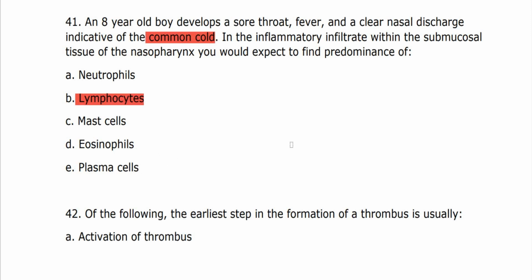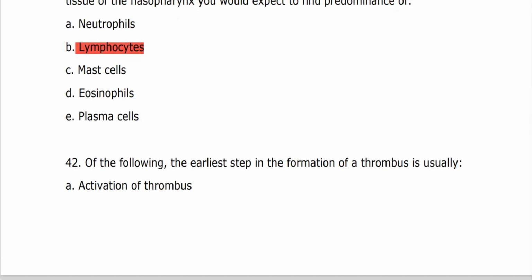Mast cells will be for allergy, neutrophils will be for acute bacterial inflammation. Eosinophils, you see that with parasitic infection, and plasma cells secrete antibodies.